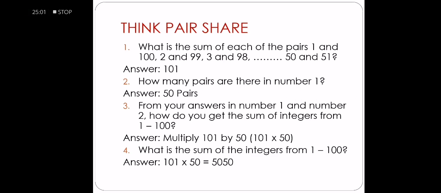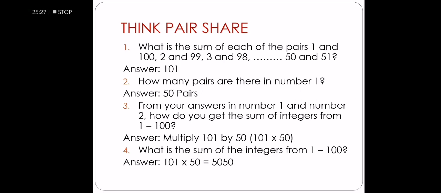2 plus 99 is simply 101. 3 plus 98 is simply 101. Hanggang makarating tayo dun sa middle, and that is 50 and 51, we will have 101. So, ilang pairs yung mabubuo natin out of 1 to 100? Since it is 1 to 100, kapag pinag-pair mo yung mga number na yon, makakabuo tayo ng 50 pairs.